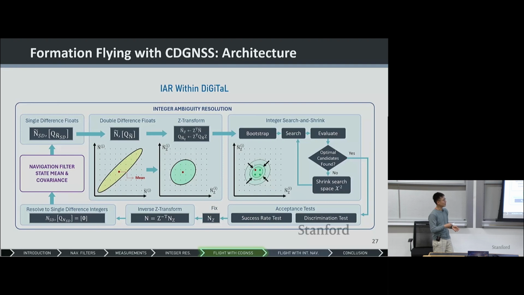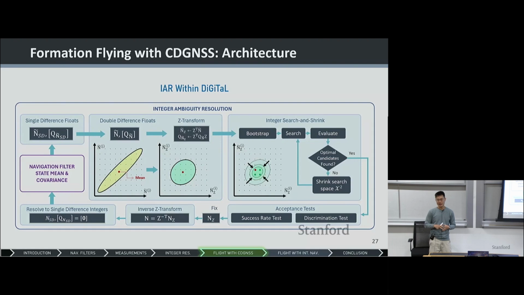You want to do an integer search over your confidence interval. It's very inefficient, and you might get stuck in a dead end if you have a very long confidence interval. And so what the LDL decomposition does is it will shrink it into a perfect circle, ideally.